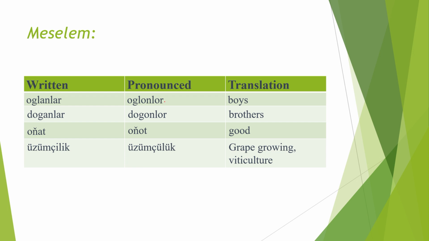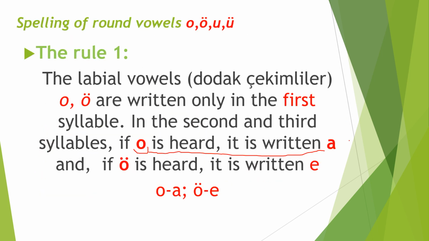When we pronounce, you can hear oğlanlar. But even if you hear O, you must remember that we can write O only in the first syllable. Then if we hear O, we write A. If we hear Ö, we write E. This is the golden rule.